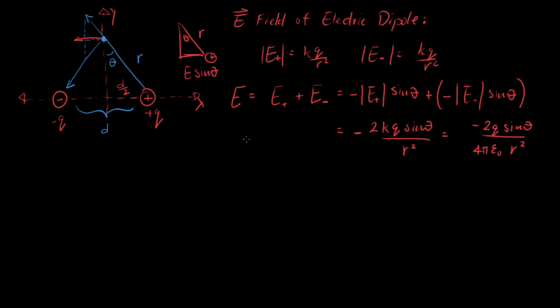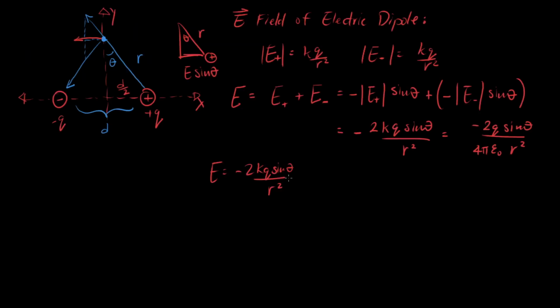And let's make sure that we understand what we are trying to find again. So E is equal to negative 2kq sine theta over r squared. Now, this is a bit confusing. We have a theta component and we have an r component.